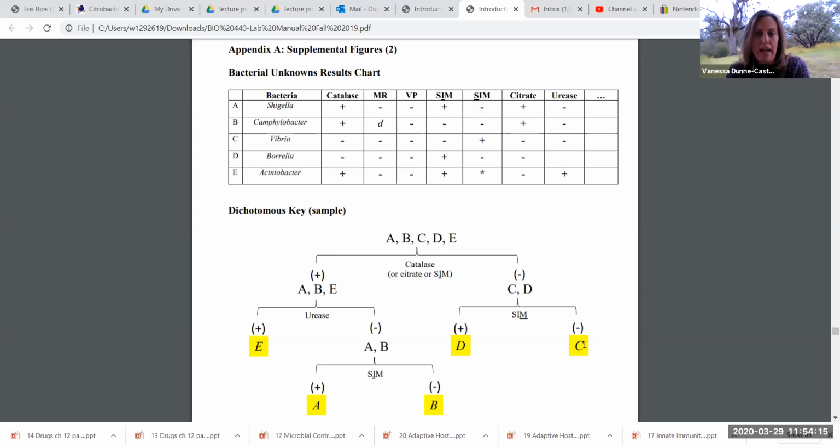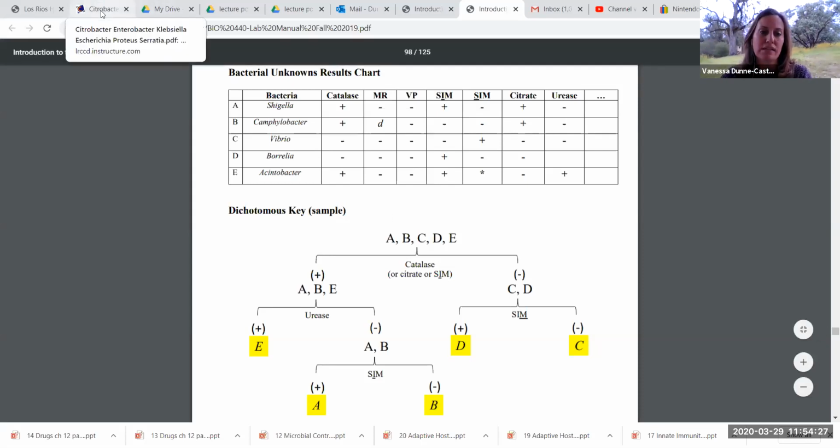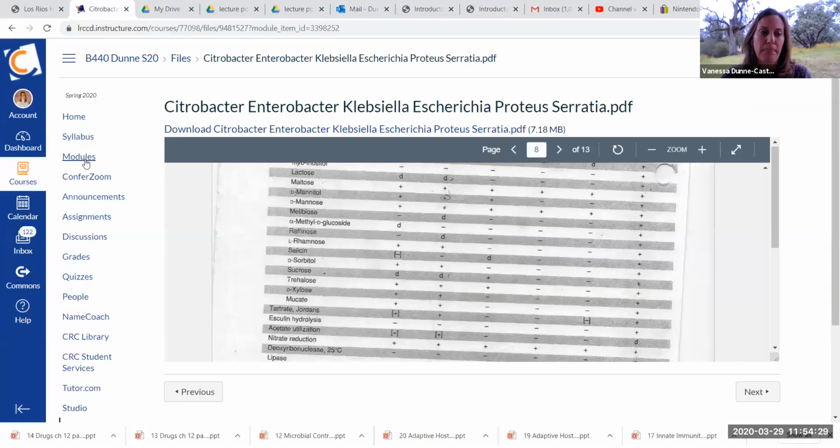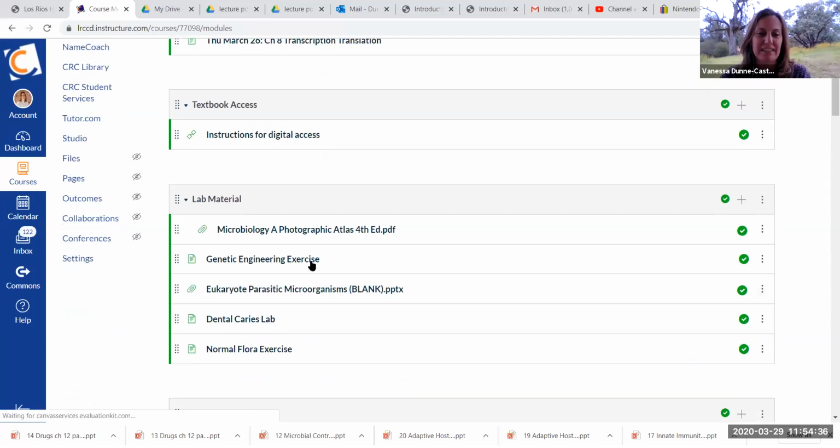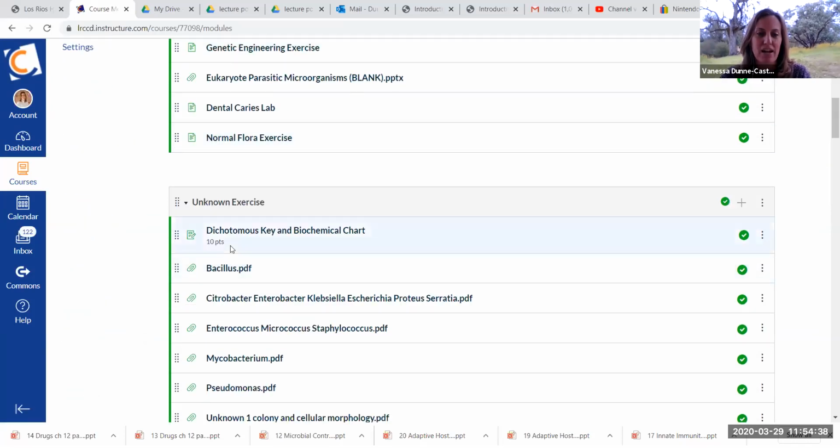It just depends on how you put together the results that you see in the biochemical results chart. When you have these done, you're going to submit these, and I have these on our Canvas page. There's an assignment link for the biochemical results chart and the, right here, dichotomous key and biochemical chart. So click on this and submit to me both of these things.